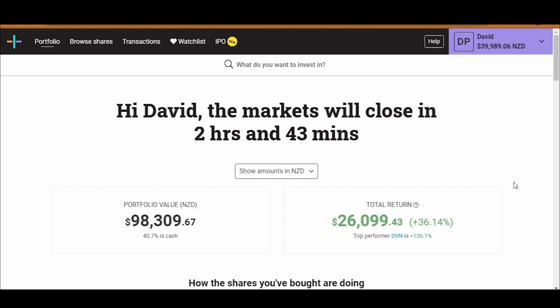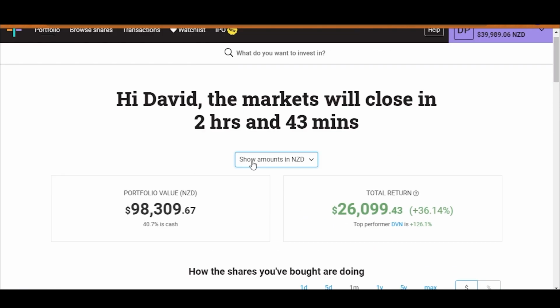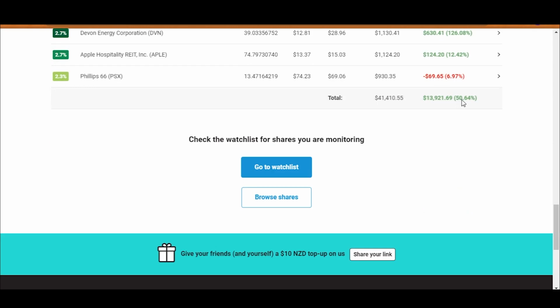Now, this is my total values, including the cash on hand. So if you were to go down, my current portfolio is only $58,321, and it has gone up 50%. So I have gained $19,606. This is in New Zealand amount. If you come back, change this to US, still 50%, but obviously it's changed into US dollars.